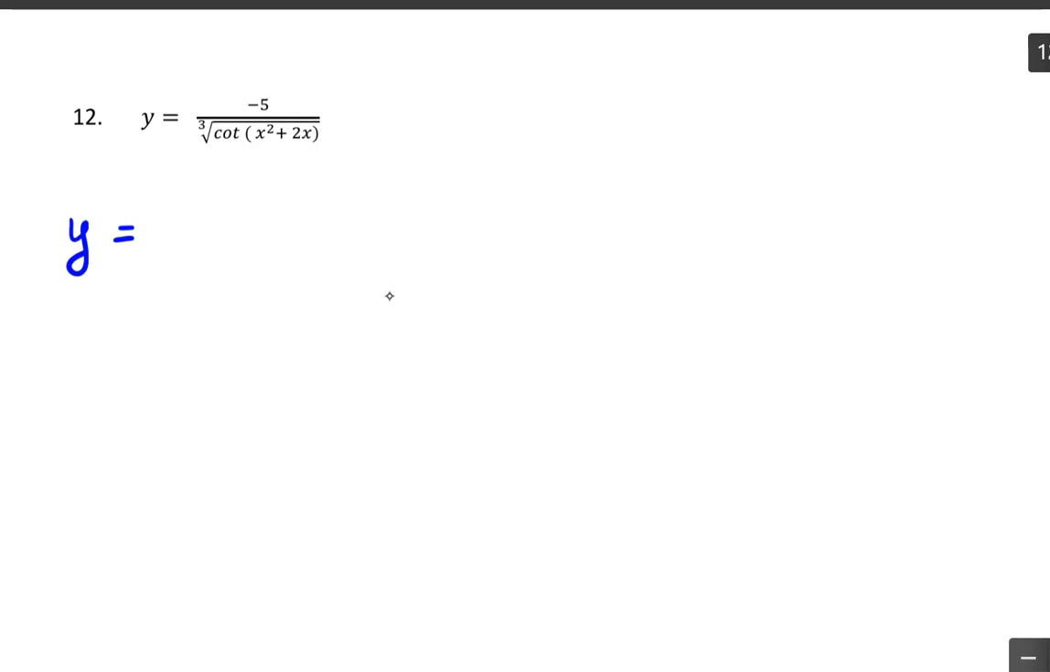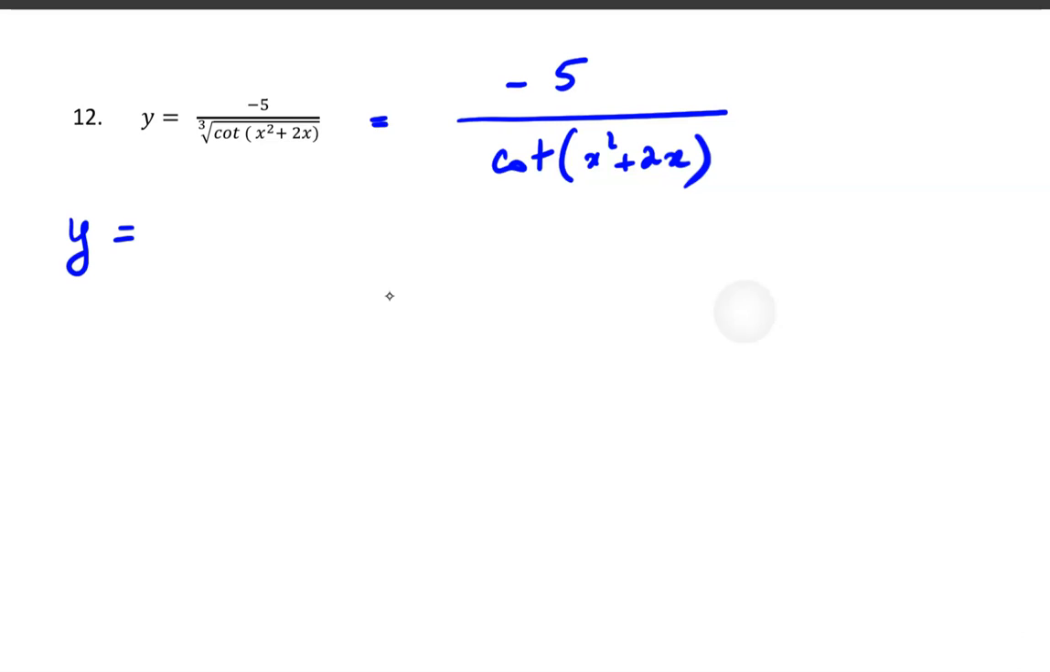So you will write it as, before I do that, I will write it as negative 5, the whole thing divided by cotangent of x squared plus 2x. All of this I will raise to the exponent of 1/3. Don't forget that it's exponent 1/3.